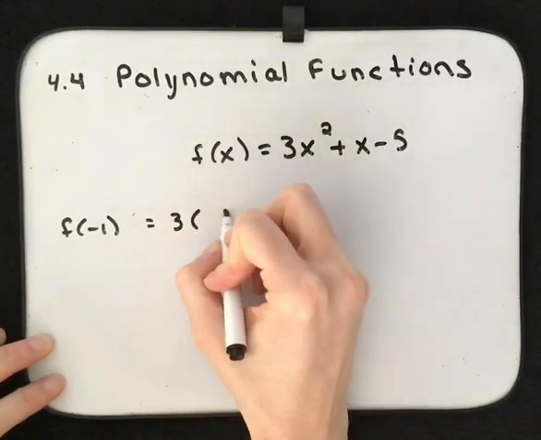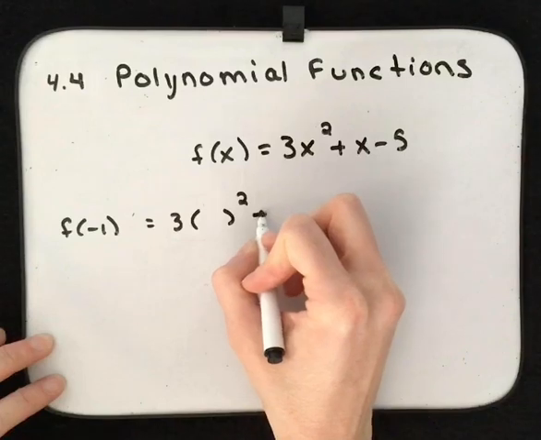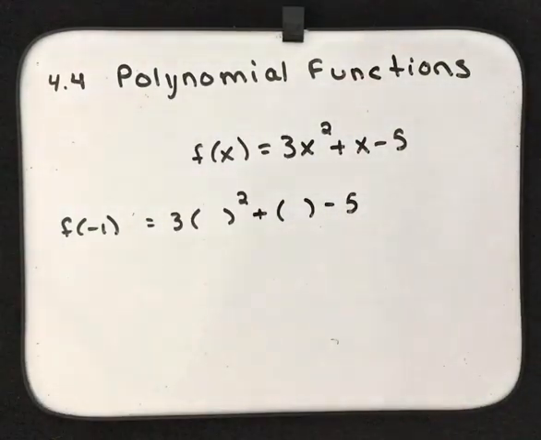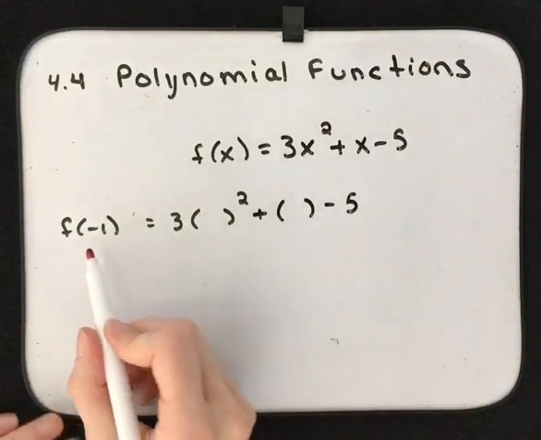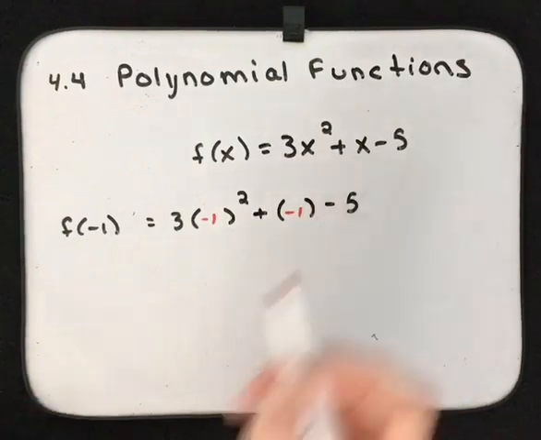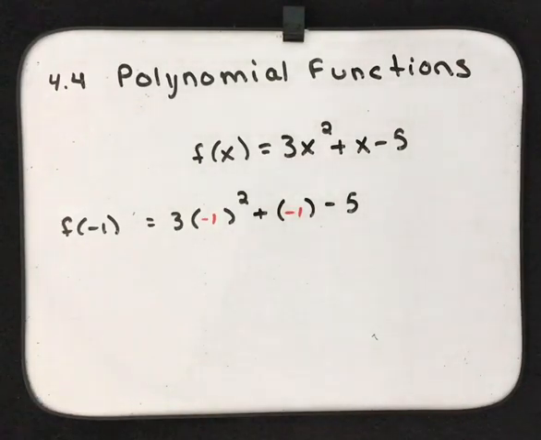where you see the x, you write a parenthesis. Rewrite everything else exactly the same, just where you see the x, write a parenthesis. And then what this is telling us is inside that parenthesis, put a negative 1. And then we can simplify it down.